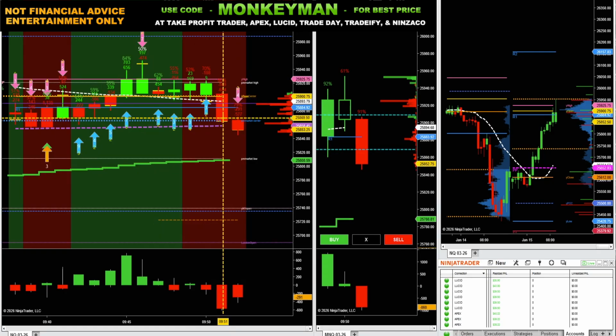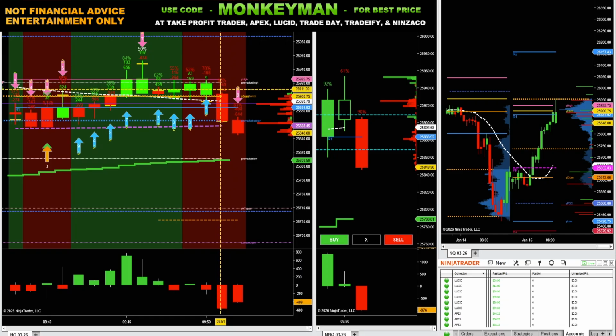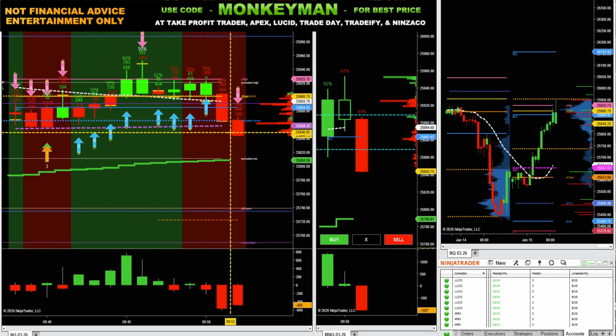Almost just took this short. Look at the delta, super strong delta on the NQ at 569, strong delta on the ES. Nice strong bearish close there. Almost hit the button. Definitely would have got my 10 points pretty much instantaneously.